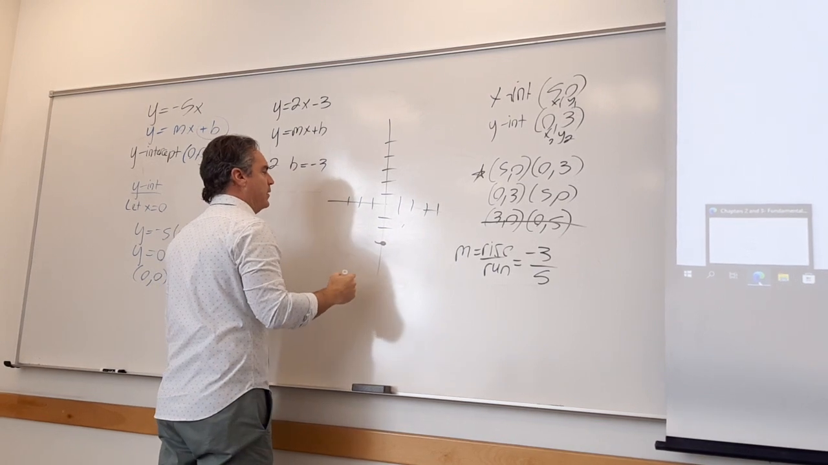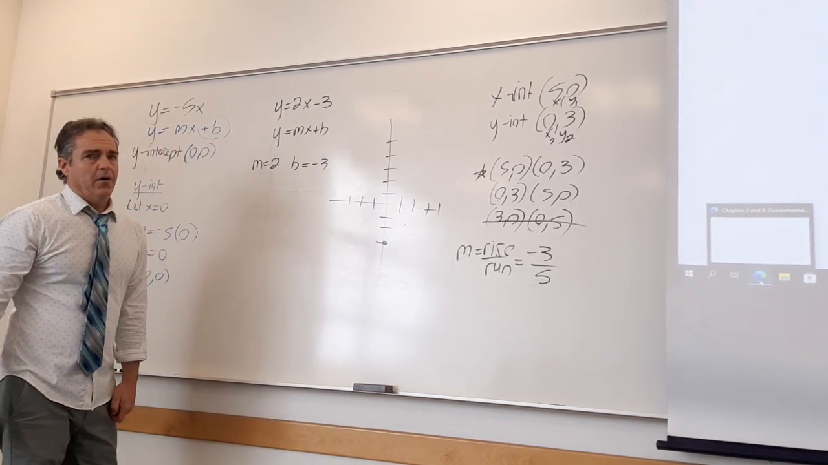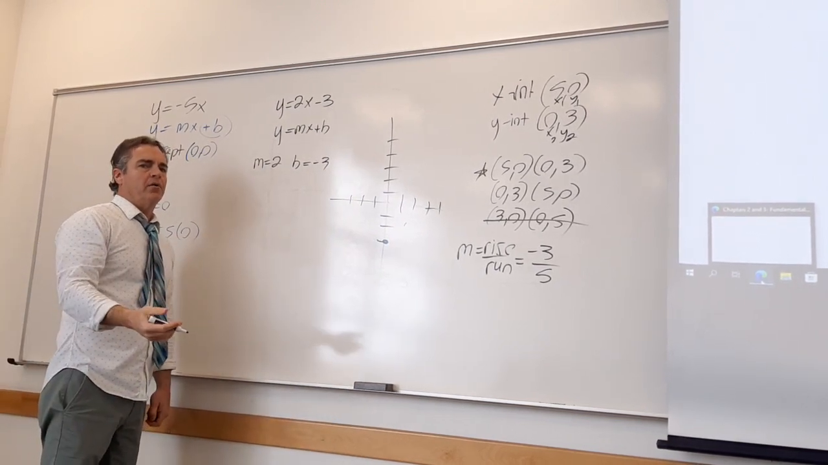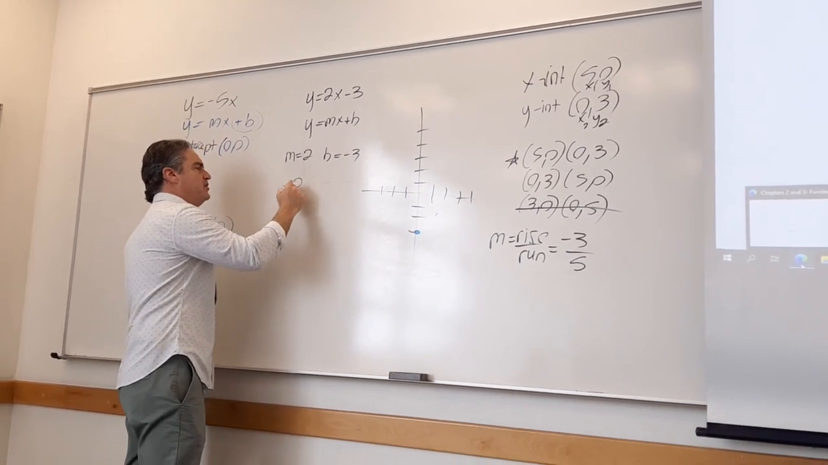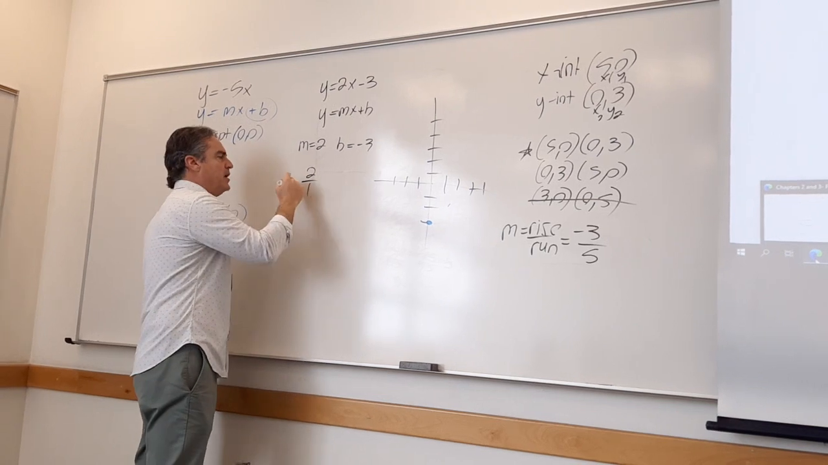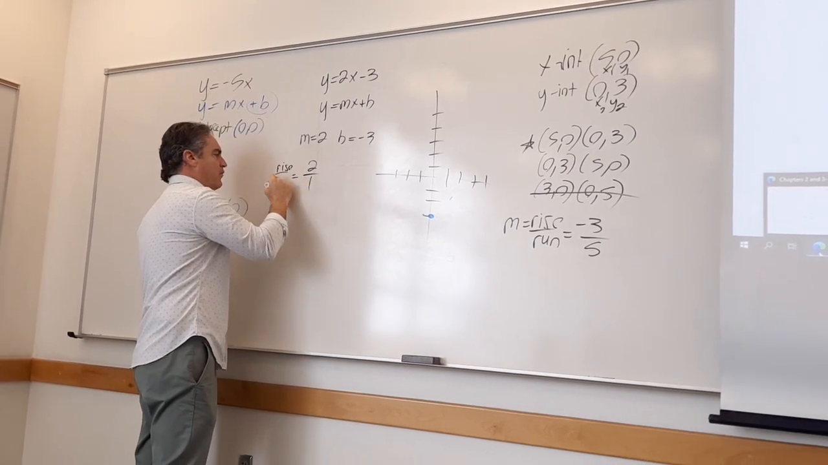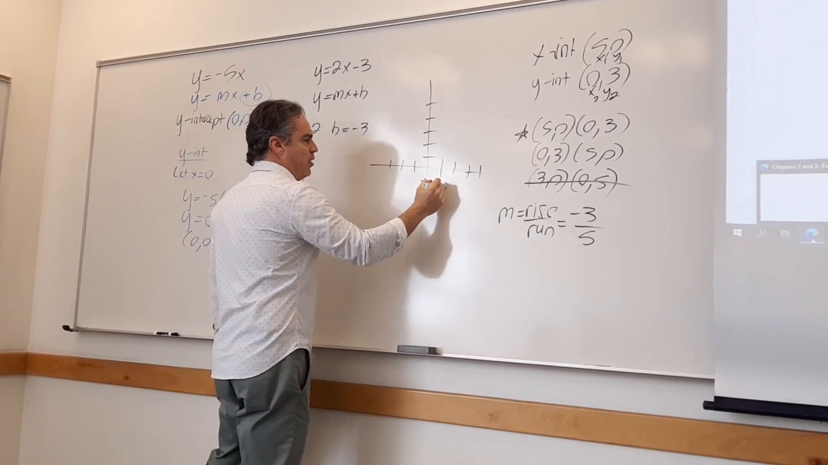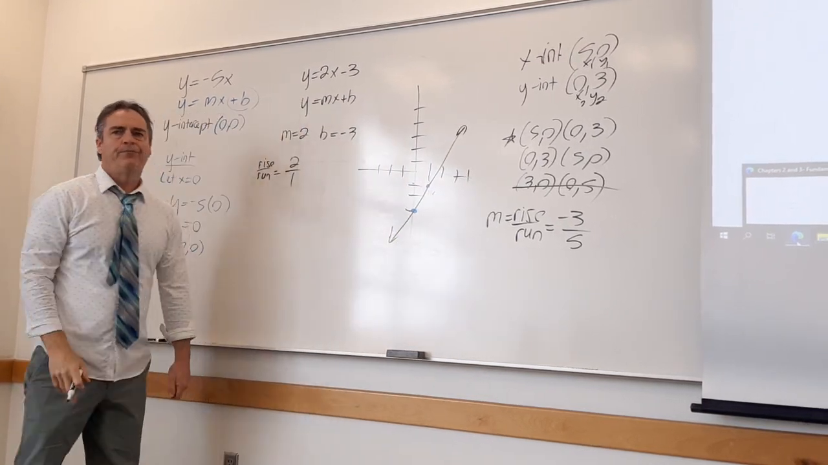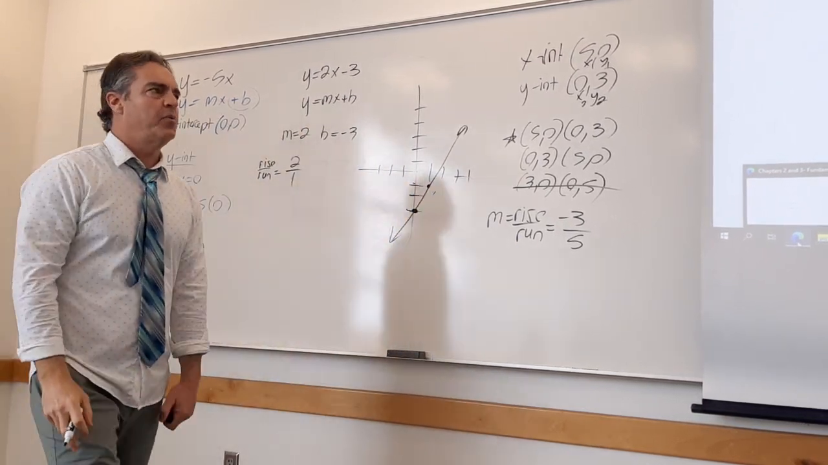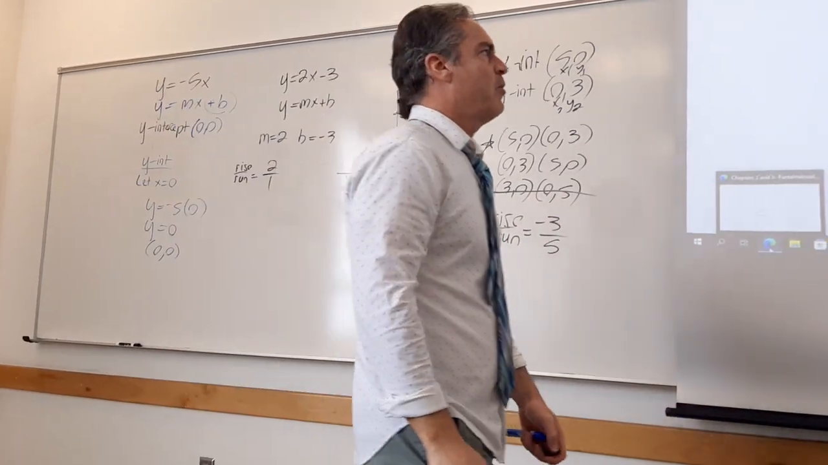Ding, ding, ding. Now, I have to use rise over run. What's my rise? 2. What's my run? 1. Right, because 2 over 1 makes 2. So that equals my rise over my run. I'm going to go up 2 and over 1, and there's my line. Say woo if you got it right. Easy problem. Whenever they put it in y equals mx plus b form, we're ready to roll.